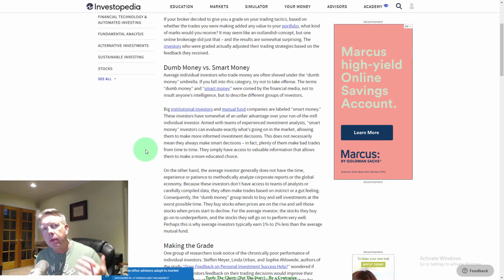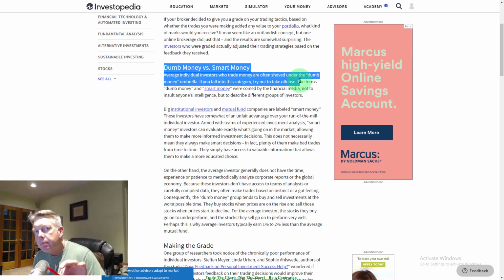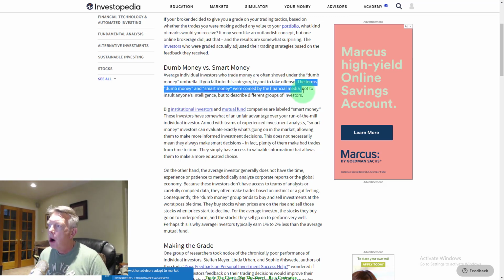All right, so let's kick off the conversation of what is dumb money and whether or not you are dumb money with the definition out of Investopedia. We'll keep it simple. Dumb money versus smart money. The average individual investor who trades money is often shoved under the dumb money umbrella. If you fall into this category, try not to take offense. Folks, take offense. Please, get really, really mad and take offense. You should.